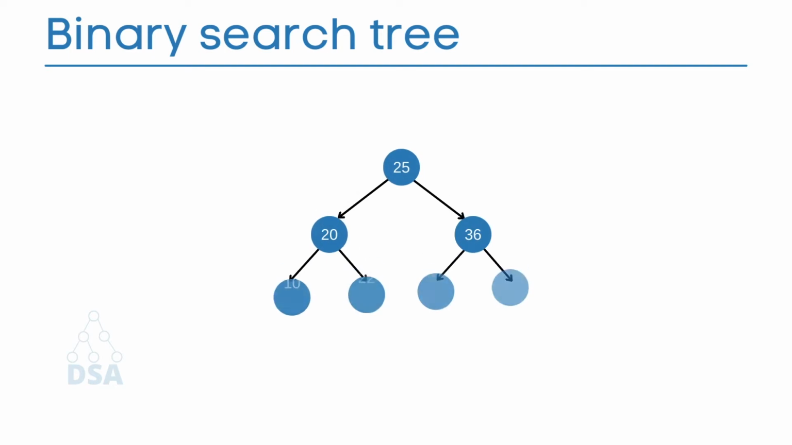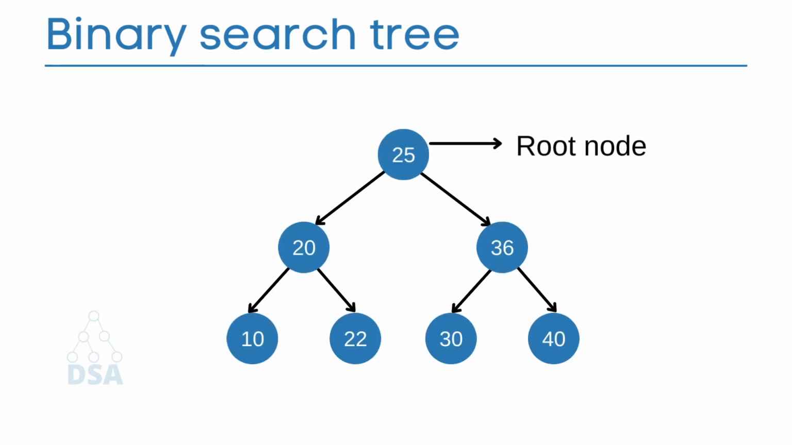We will understand the concept of the binary search tree with an example. We can see that the root node is 25 and all the nodes of the left subtree are smaller than the root node and all the nodes of the right subtree are greater than the root node. Similarly, the left child of the root node is greater than its left child and smaller than its right child. Therefore, the tree shown here is a binary search tree.